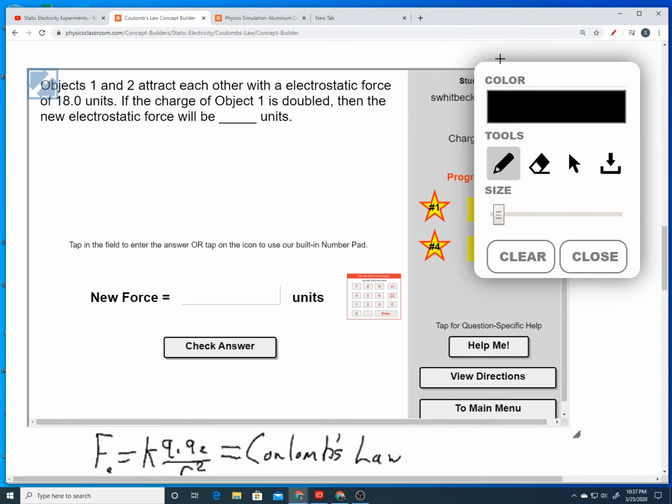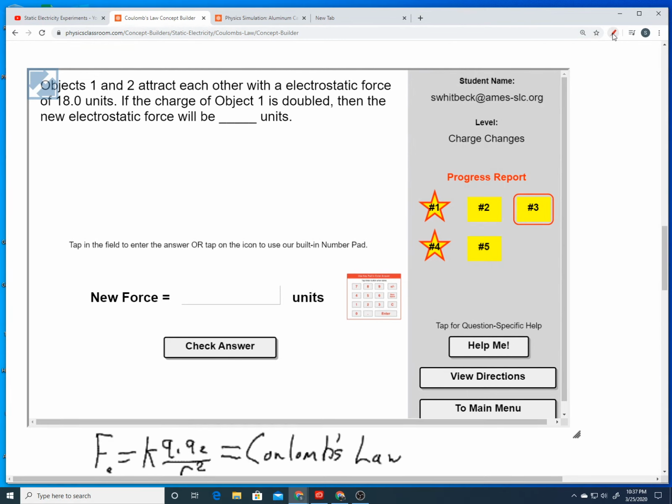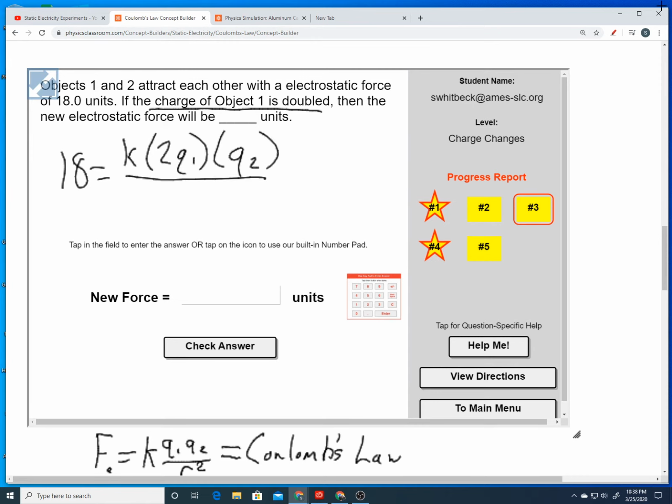Okay, so we have two objects again attracting each other. This problem is very similar to the first one, except this time it's doubled instead of halved. So I think hopefully you know where we're going with this. The charge of object 1 is doubled, but that is the only change made to our situation.